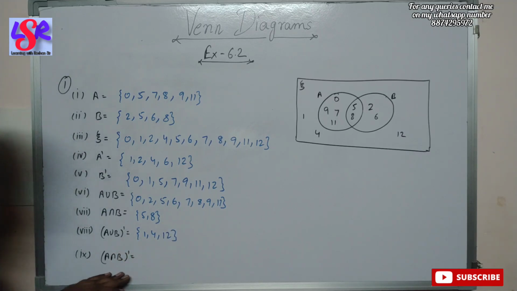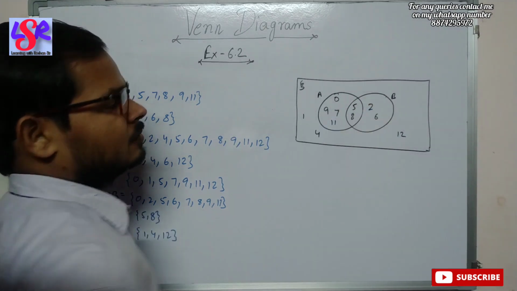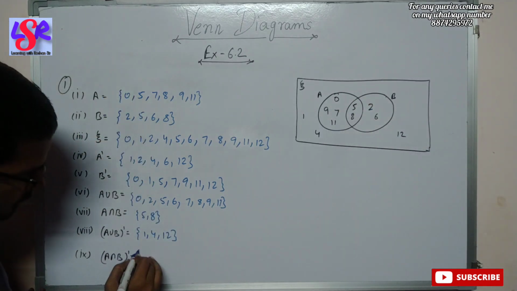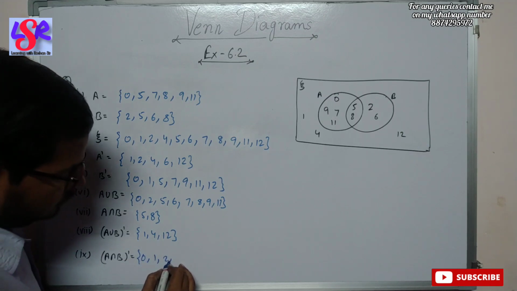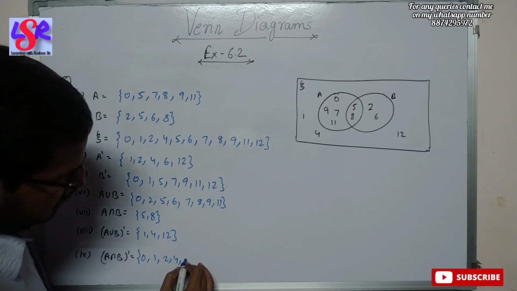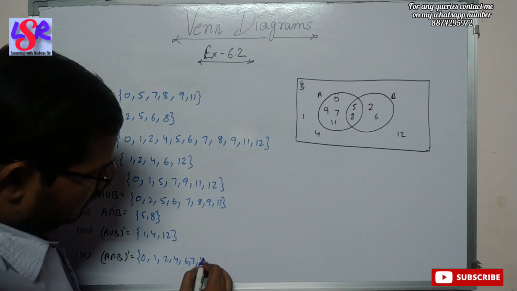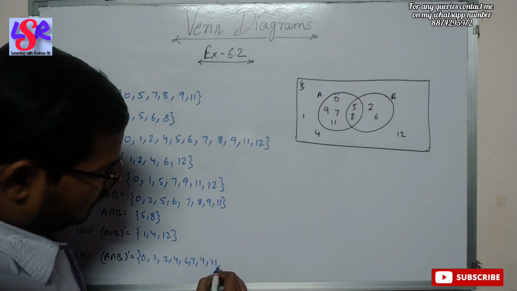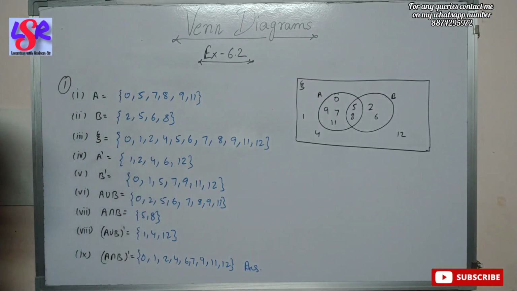Then after this we have A intersection B complement. This means all the numbers other than 5 and 8 we will consider here. So we have 0, 1, 2, 3 is not there, 4, 5 will not be taken, so 6, 7, 8 will also not be taken, so 9, 11 and 12 as the answer.